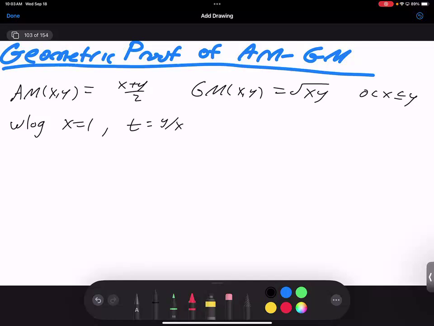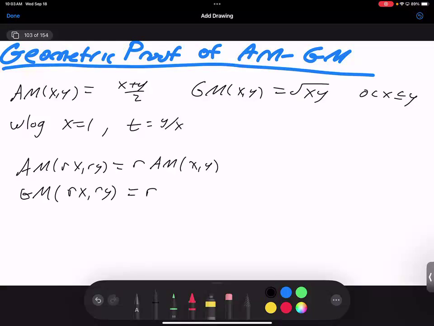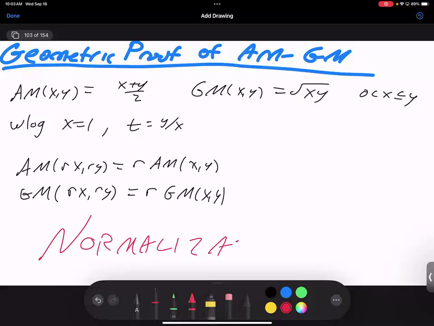And this is because the arithmetic mean and the geometric mean both have a wonderful property. The arithmetic mean of rx, ry equals r times the arithmetic mean of x, y. And the geometric mean of rx, ry equals r times the geometric mean of x, y. So this gives us the ability to talk about normalization: we can reduce the difficulty of the problem from a two-dimensional problem involving x and y to a one-dimensional problem involving t.